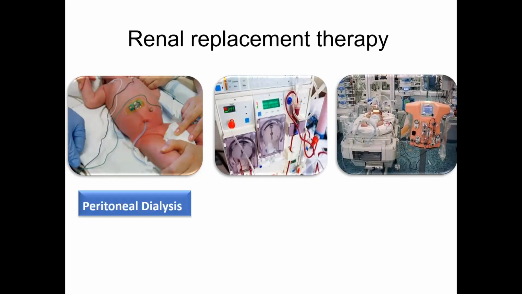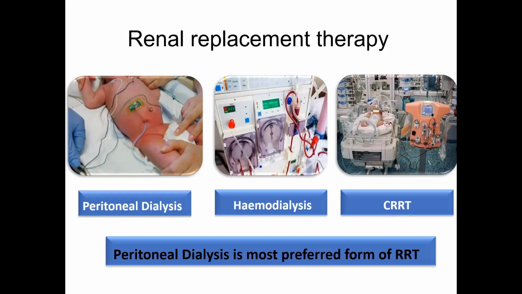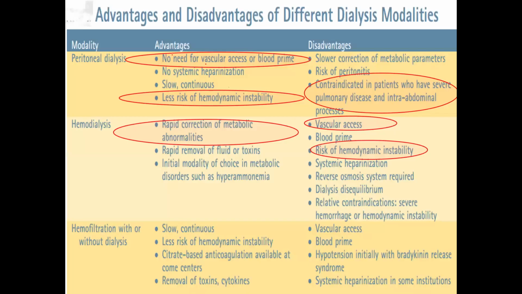Now, coming to renal replacement therapy, these are basically of three types. The first image shows peritoneal dialysis, the second hemodialysis, and the third continuous renal replacement therapy. Among these, peritoneal dialysis is the most preferred form of RRT in neonates.